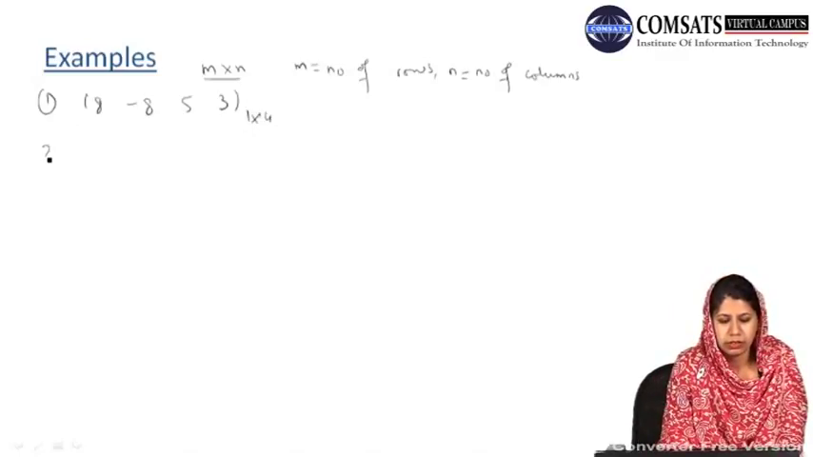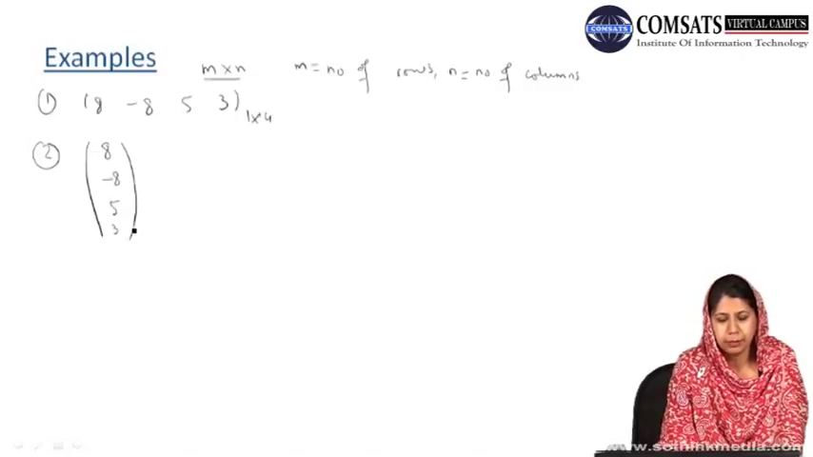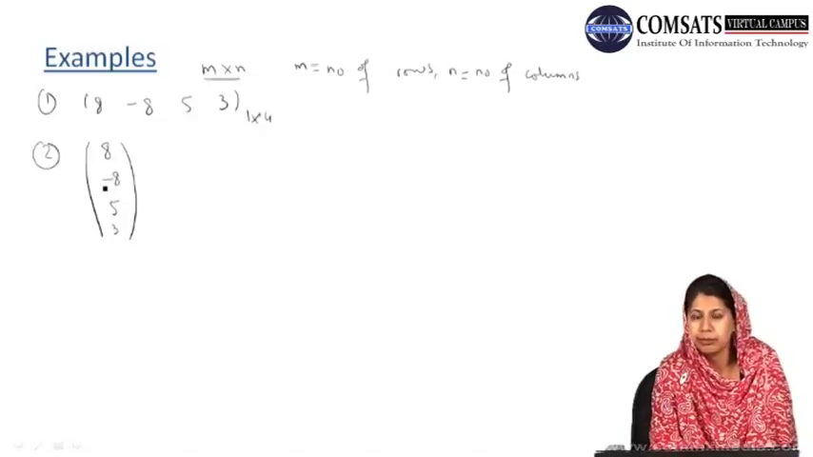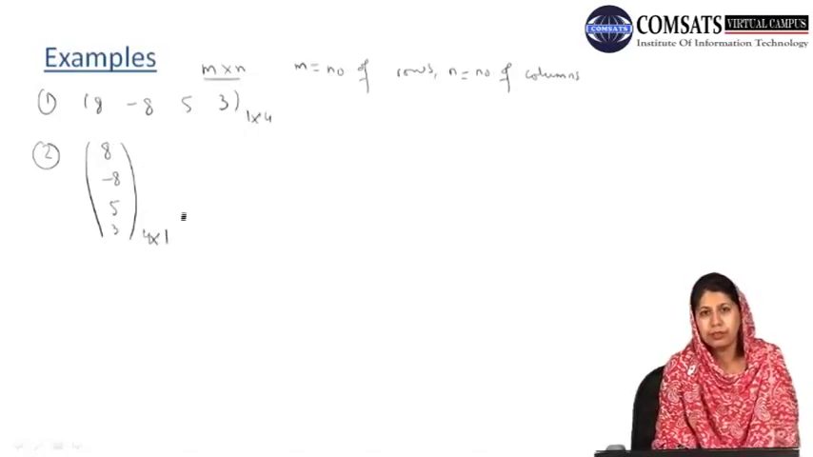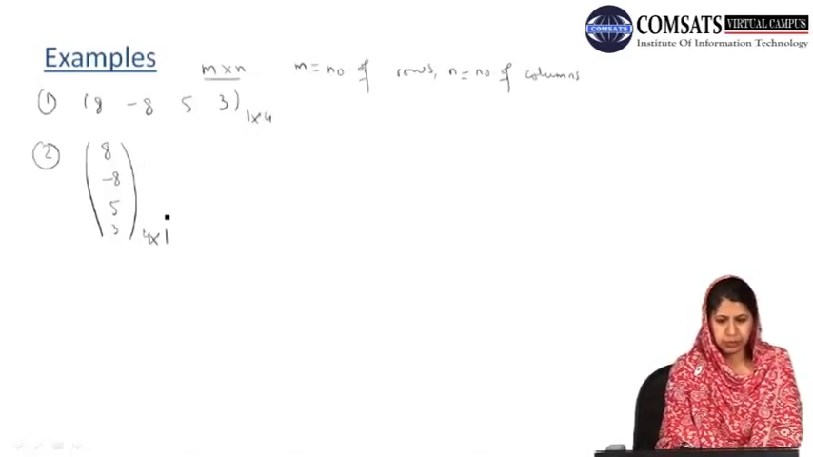Okay, second example, if we just write these entries in this way, then what will be the order of this matrix? First we have to write the number of rows. Here we have how many rows? 1, 2, 3 and 4 rows. Okay, and how many columns do we have? Only one column. So this matrix has order 4 by 1, that is 4 rows and 1 column.